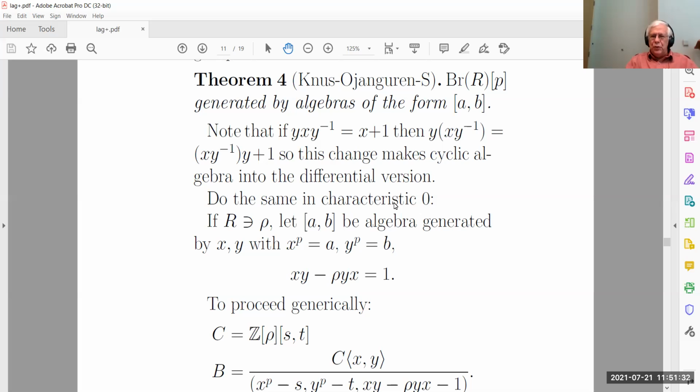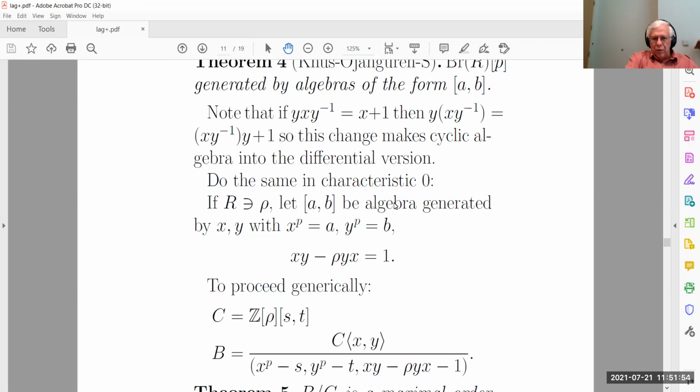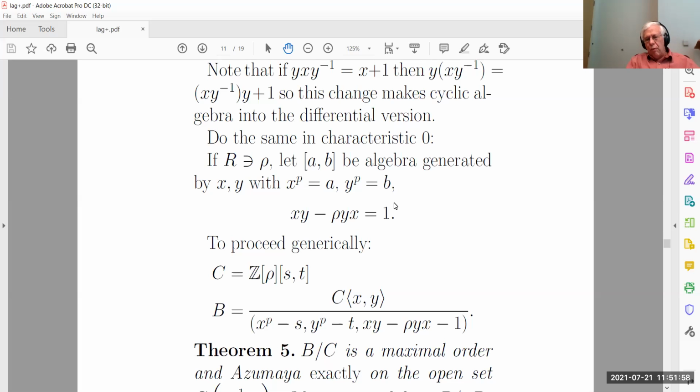And so now what we do is we do the same in characteristic 0. We take our relationship in characteristic 0, which would have been y x y inverse equals rho x plus 1. We plug in xy inverse as a new independent variable, and the relationship we get is the one I wrote down here: xy minus rho yx equals 1, with x to the p equals a and y to the p equals b. And that's the algebra in characteristic 0 that corresponds to the differential cross product in characteristic P. I find that relationship fascinating, if for no other reason than that I had never seen it written down before as being useful in central simple algebras.